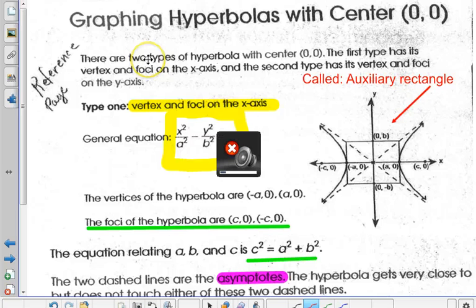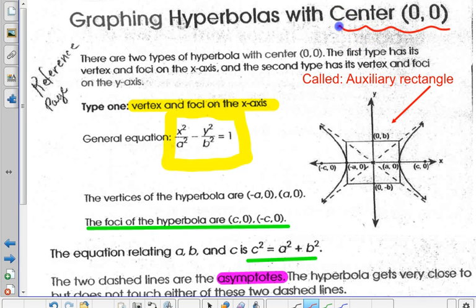Sorry, let me turn that sound off. Today, all of the hyperbolas we're going to graph are centered at the origin. Next week, we're going to do ones that are slid all over the place for great entertainment. Again, this is called the auxiliary rectangle. If it starts with a positive x squared, it's going to open sideways, and it's going to be called, which kind?